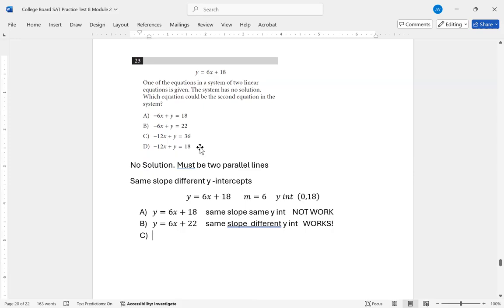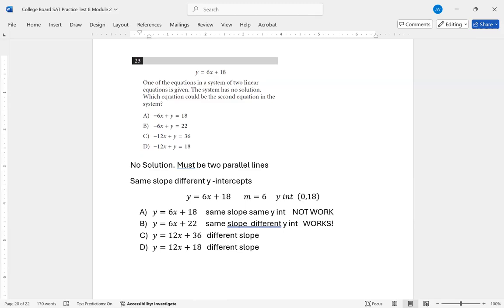I don't have to go through checking C and D, but I will anyways, just for the sake of completeness. If you rewrote the equation in C, it would be y equals 12x plus 36, and that has a different slope. So that's not going to work. And if you did the same thing with part D, you'd have y equals 12x plus 18. That's going to have a different slope as well. And so that's not going to work either.